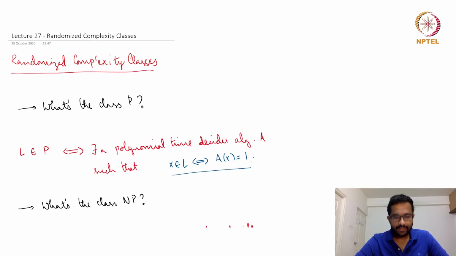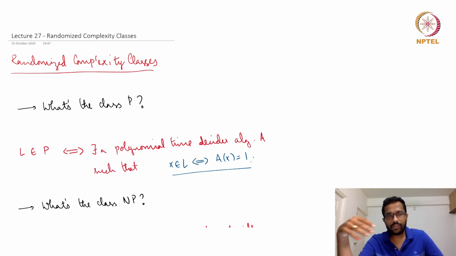Hello and welcome to lecture 27 of the course Computational Complexity. So today we are going to start talking about randomized complexity classes. We'll first motivate why it makes sense to have randomized algorithms, and then we will see complexity classes that are derived out of randomized algorithms, and we will see around 3 or 4 of them in the next couple of lectures.